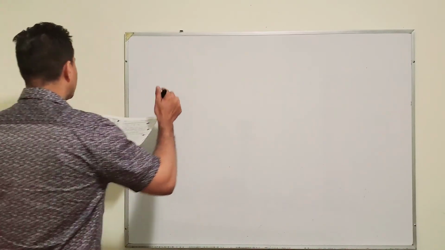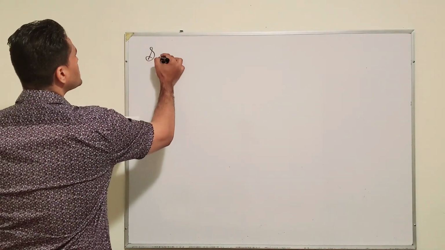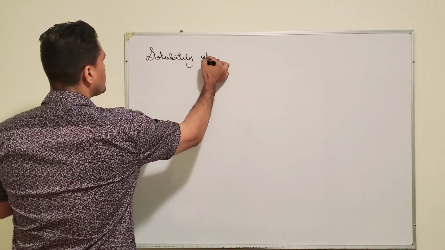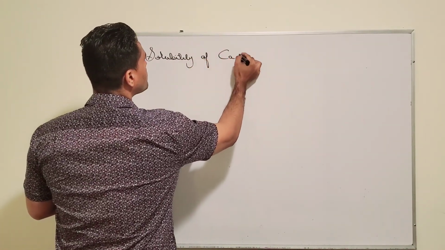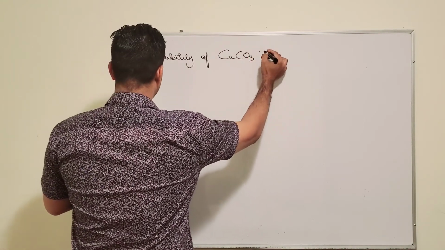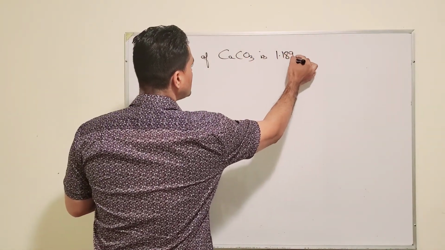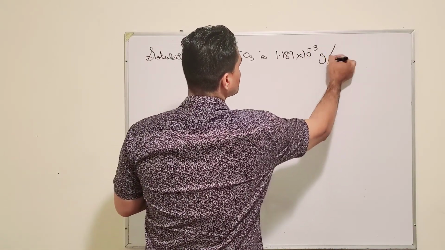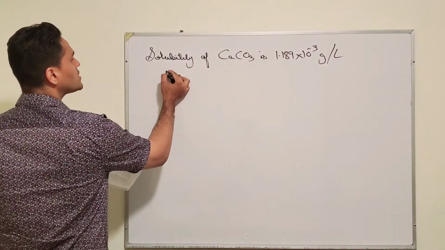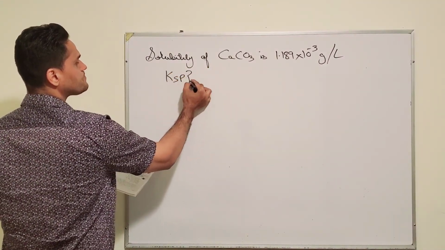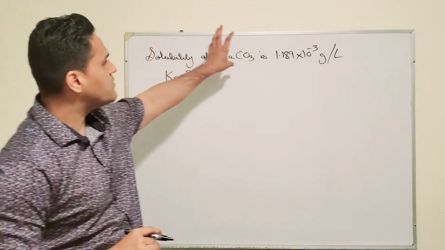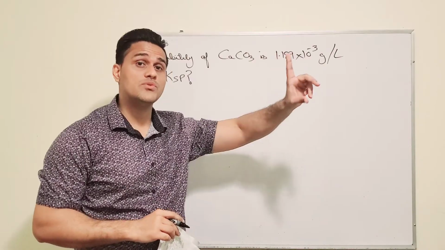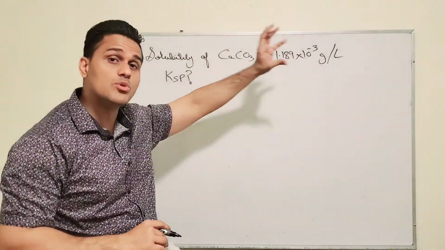All right, folks. Next up, the question says the solubility of CaCO3 is 1.189 times 10 raised to the power minus 3 grams per liter. And the question is asking us to find the Ksp. Again, they've given us solubility in grams per liter. In the very first step, we're going to convert these grams to moles. We're going to express the solubility in moles per liter.